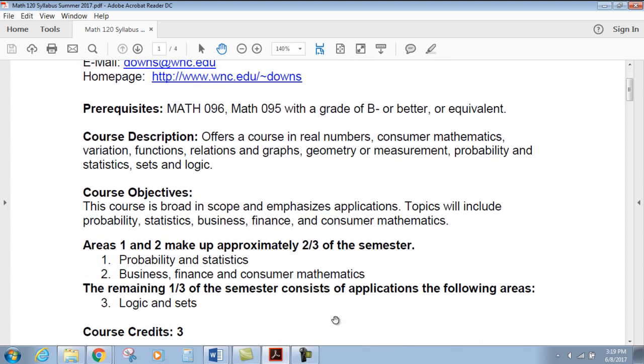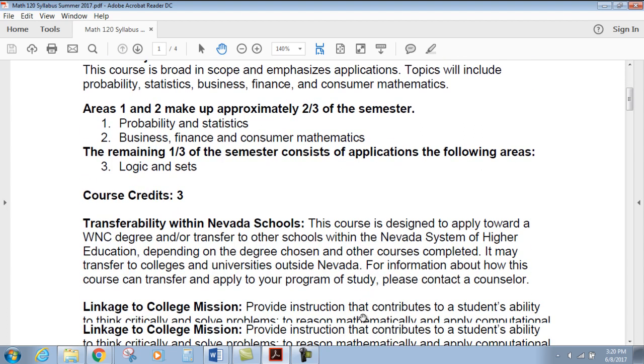Course objectives. This course is broad in scope and emphasizes applications. Topics will include probability, statistics, business, finance, and consumer mathematics. Areas 1 and 2 will make up two-thirds of the semester, so actually it'll probably be a little more than that, but probability and statistics, business, finance, and consumer mathematics are really a big chunk of the course, and the last part of the course is logic.